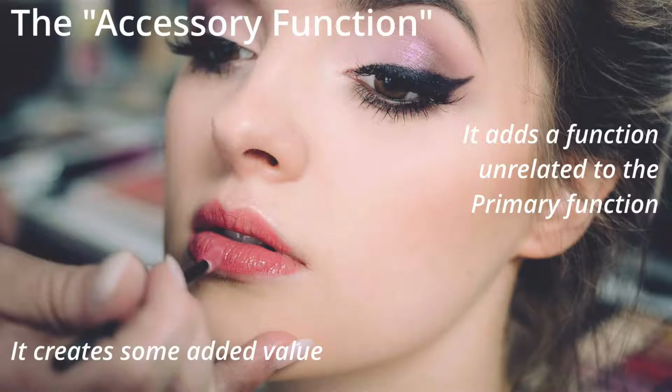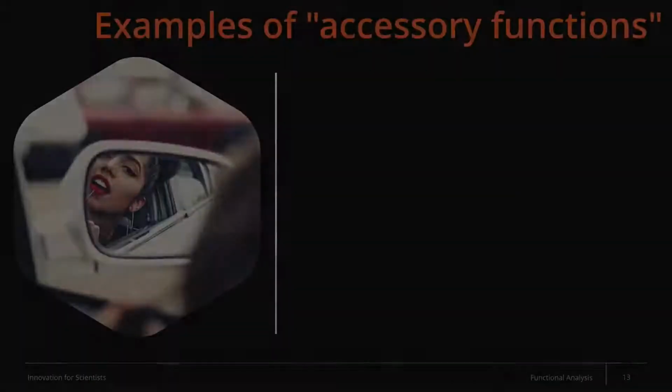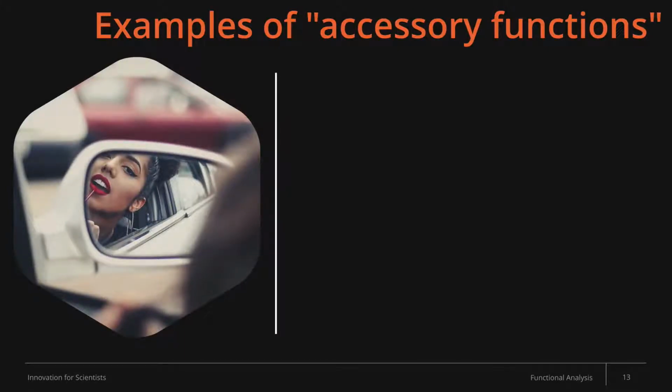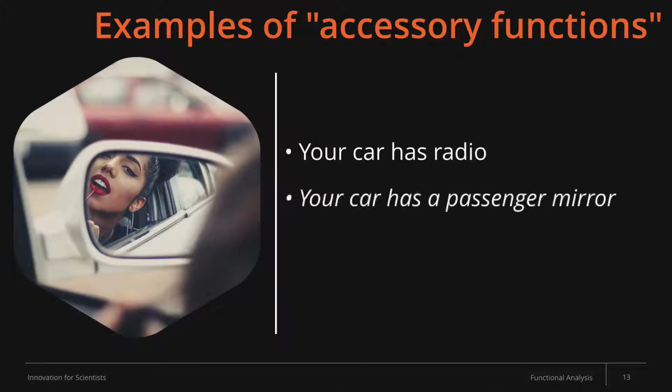We saw that the differentiating function modifies the primary function. For the accessory function, it's a function that doesn't modify the primary function. It adds a function which is unrelated to the primary function to create some added value to the product. Let's look at some examples of accessory functions. Your car has a radio or a courtesy mirror for the passenger, or has a Wi-Fi. You see that none of these functions modify the primary function of your car, which is to take you from a point A to a point B.